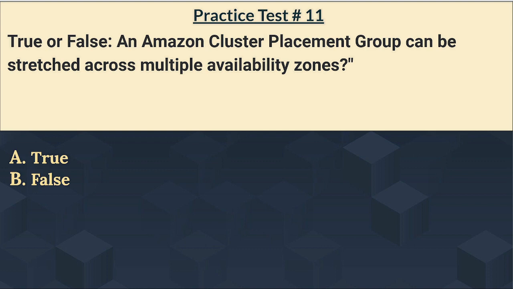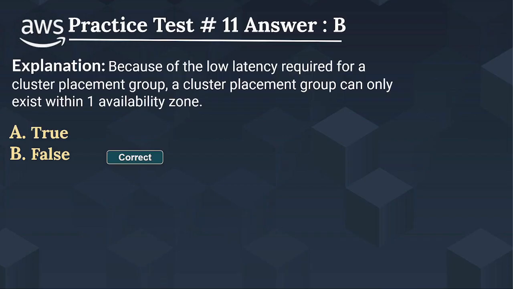5, 4, 3, 2, 1. So the right answer is option B. Because of the low latency required for a cluster placement group, a cluster placement group can only exist within one availability zone. Let's move to next question.